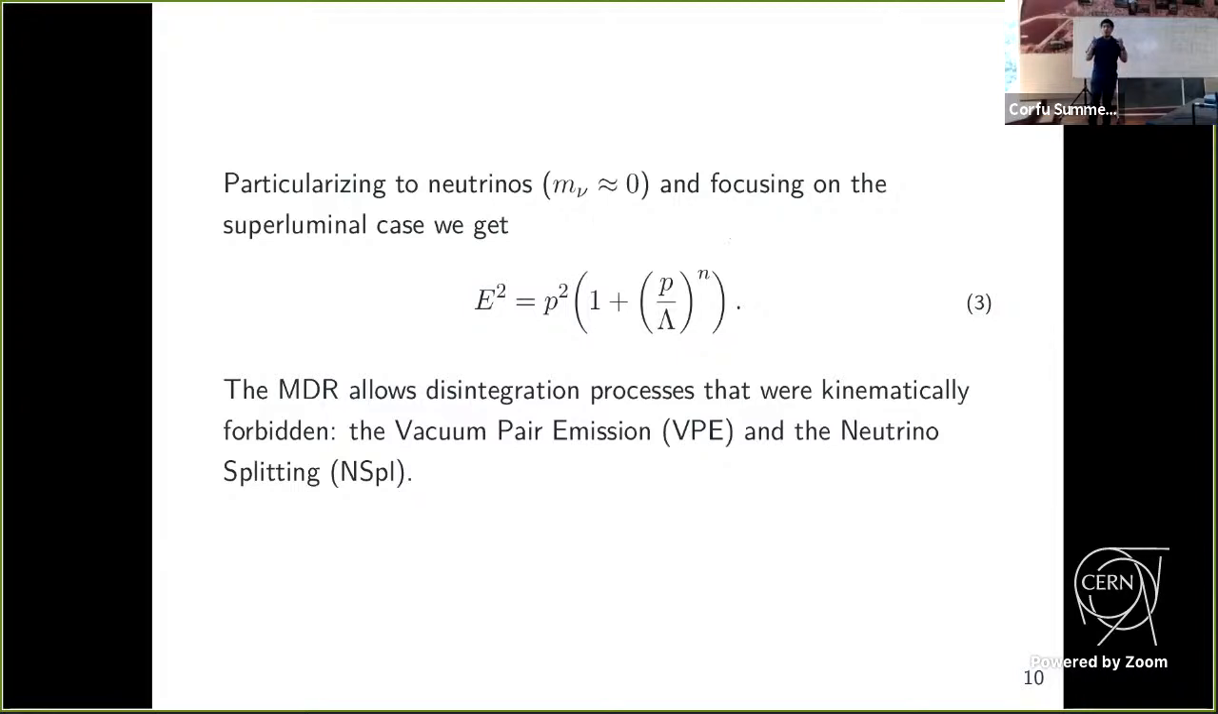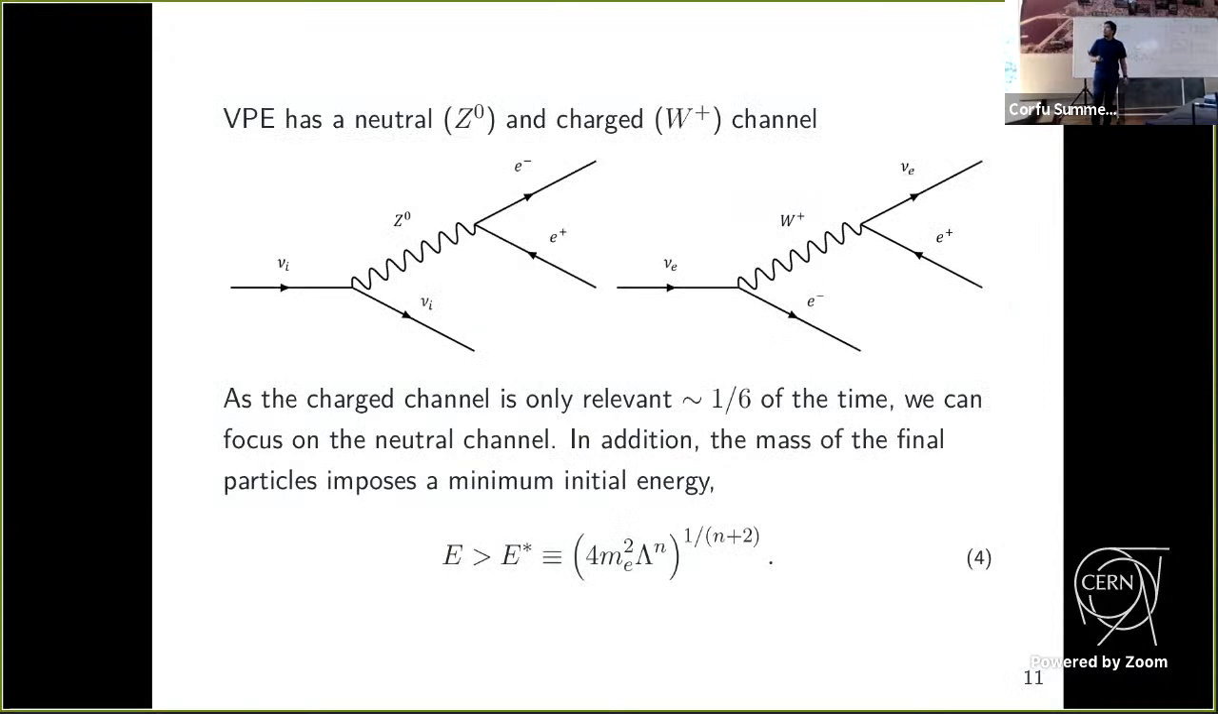If we particularize this dispersion relation to neutrinos, approximating them as massless, and we focus on the superluminal case, we obtain a dispersion relation that makes the neutrino unstable. So now the neutrino can disintegrate through vacuum pair emission and also neutrino splitting. In the vacuum pair emission, the neutrino produces an electron-positron pair, and as these particles have a mass, this requires a minimum of energy. So this is a process with a threshold that we call E star. Of course, this threshold depends on the scale of new physics.